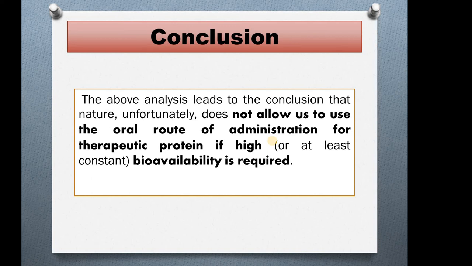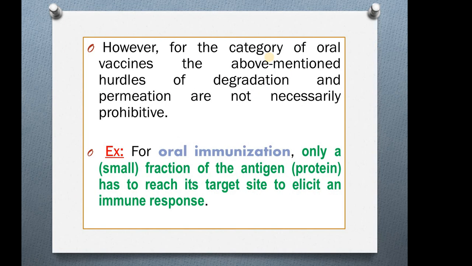So when we want high or at least constant bioavailability, we cannot depend on protein absorption orally. However, for the category of oral vaccines, the above-mentioned hurdles of degradation and permeation are not necessarily prohibitive. That means we can prepare a vaccine, which is a protein, by oral administration.